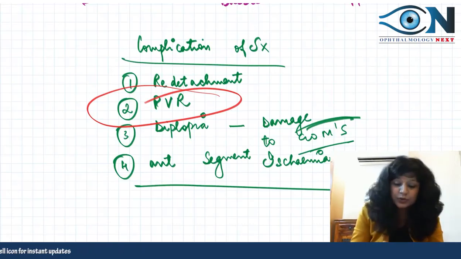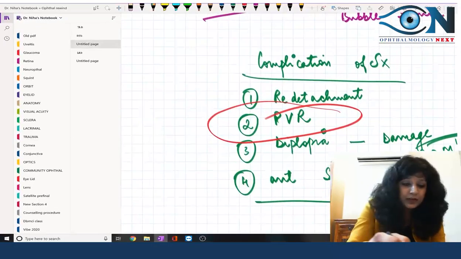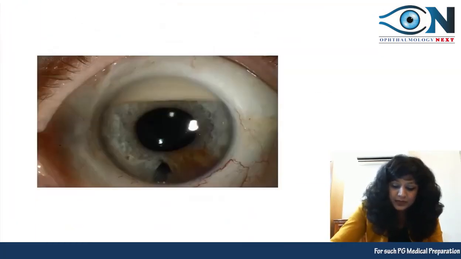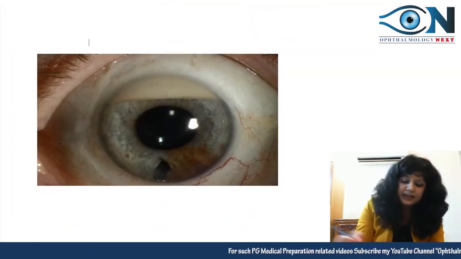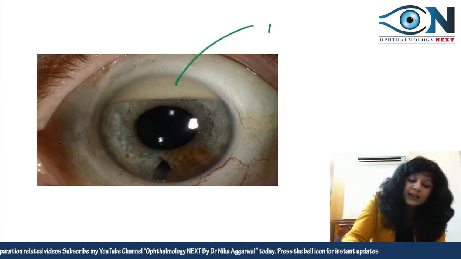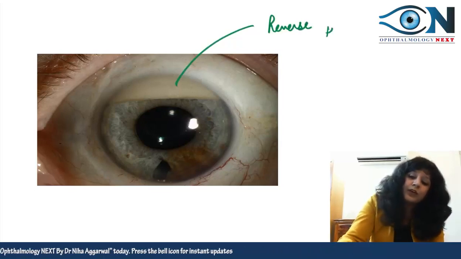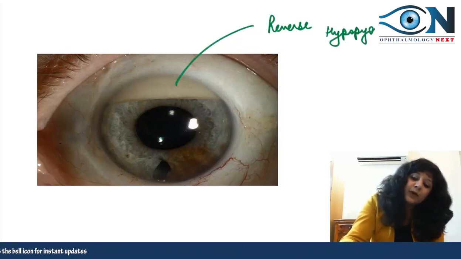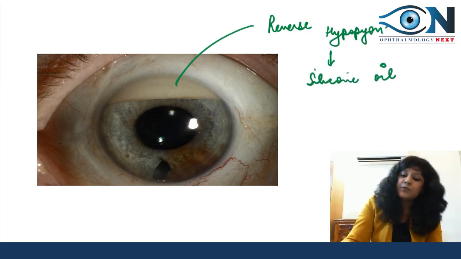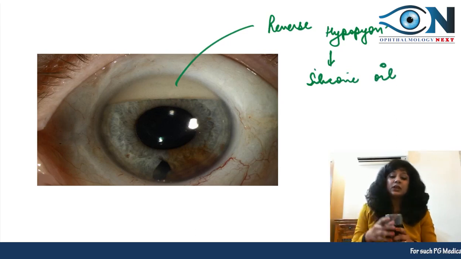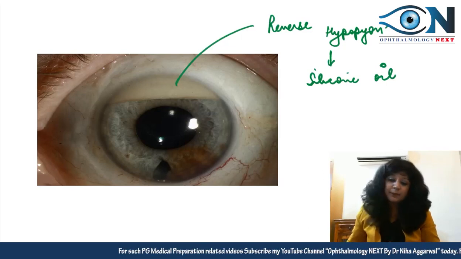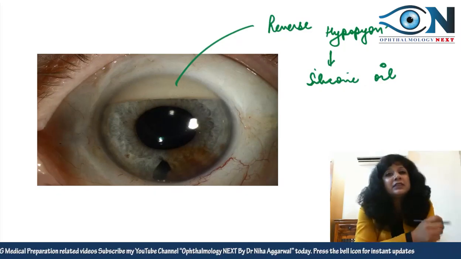Okay, another important thing that I would like to tell you is this one. Can you see this? Yes, it looks as if it is upside down. No, this is called the reverse hypopyon, which takes place due to the silicone oil. This is again very important, and sometimes they can give it directly also, just for spot diagnosis. If you are seeing it on the upper side, this is the reverse hypopyon, and this is seen with the silicone oil.